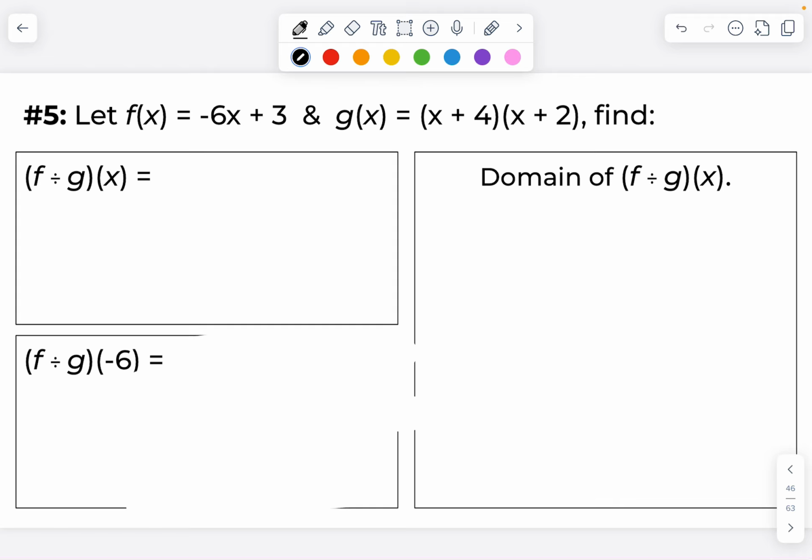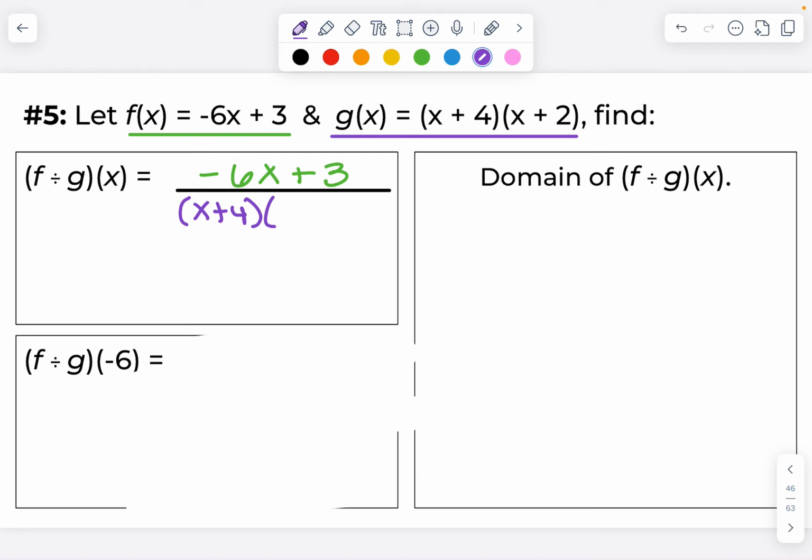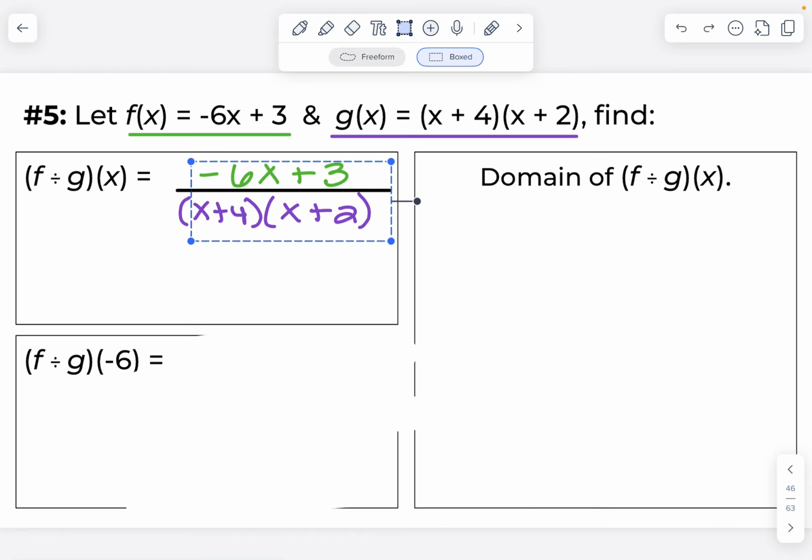Again, for division, all I'm going to do is take the top function, f, and divide it by the bottom function, negative 6x plus 3, over x plus 4 times x plus 2. That's all I do. You could multiply this bottom part out, but there's no reason to. You can leave it like that, unless it tells you to. For me, no reason to multiply that out.